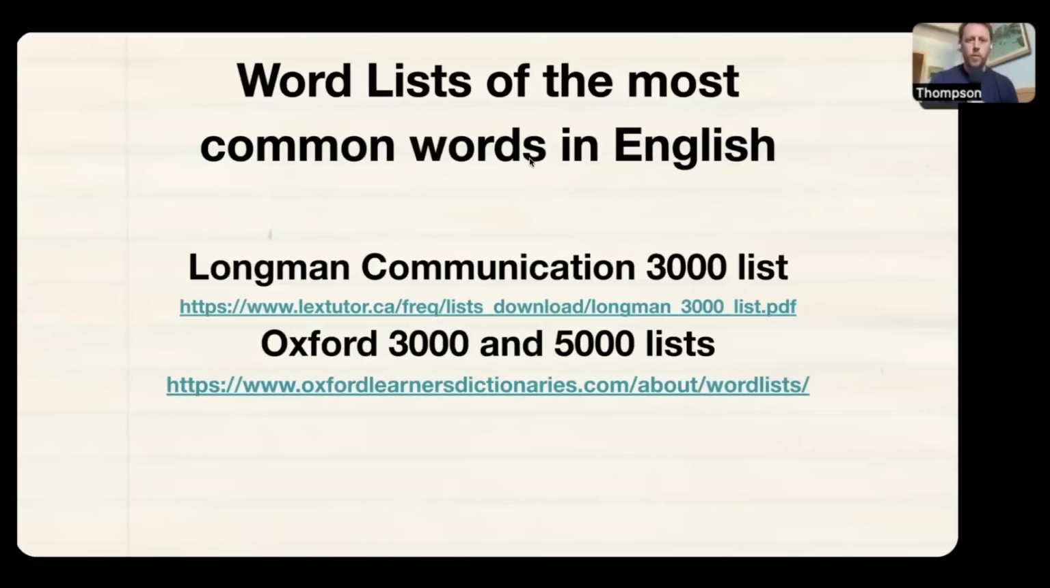Also, lists of the most common words in English: the Longman Communication 3000 list, the Oxford 3000 and 5000 lists are both available. You can just Google those two things, and you'll find those full lists, which will help you narrow down which words and phrases you should be looking for. But by the way, if you search for the word bear, it'll come up, but it'll say bear verb, which shows you that you should be looking for the verb form. And also always remember to look for those words and examples so you can see the full phrase. So you can see "I can't bear it" and "bear in mind" and "bear with me," right?